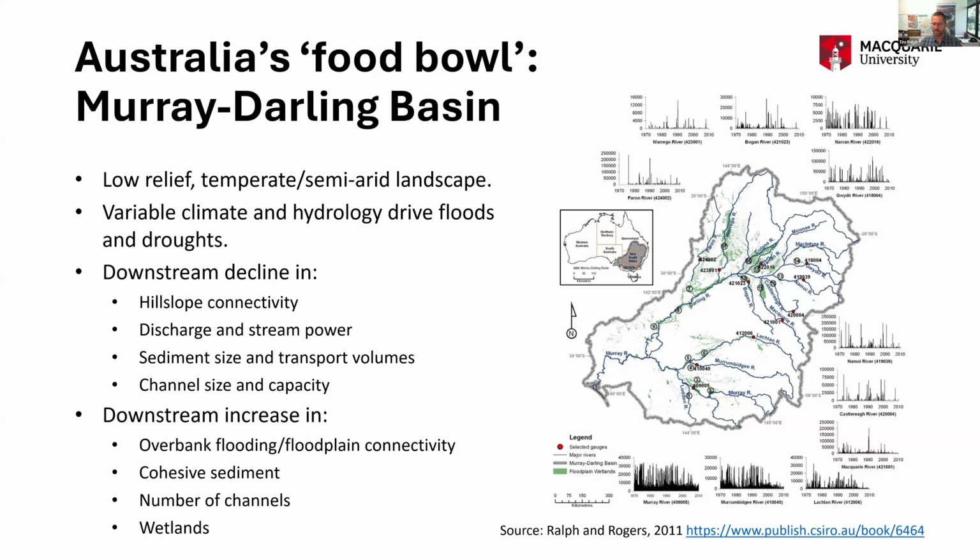We also see an increase in the extent and the number of wetlands as we move down through these rivers, particularly floodplain wetlands and lakes, which occur in the distal reaches and are fed by large flood events.